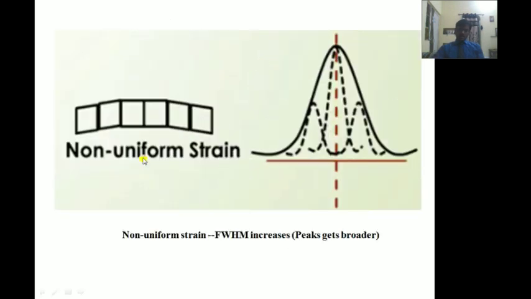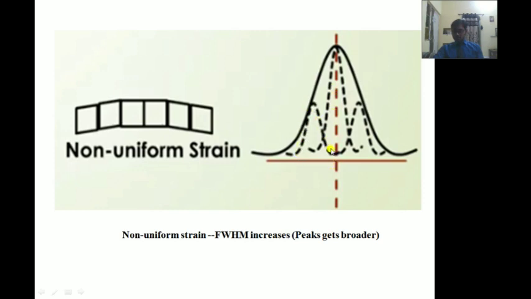And what happens when there is a non-uniform strain in the material? That means the material gets confused, either up, down, or left, right, it is compressed or expands itself. That type of strain is called non-uniform strain. When it is a non-uniform strain, the peak is not shifted towards the lower theta value nor towards the higher theta value. It only increases the width of the peak. That means the full width at half maximum gets increased.